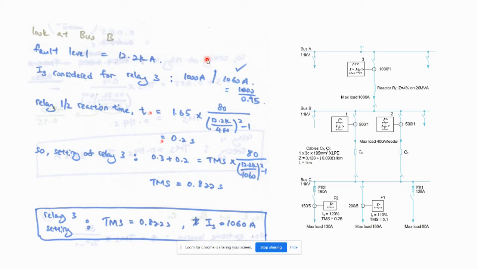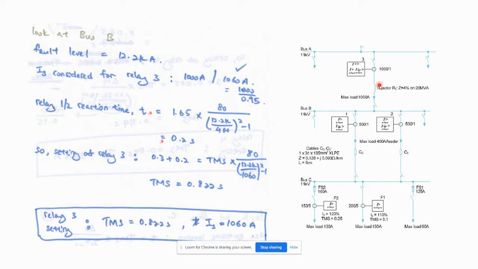Now the first step is to determine the IS, the setting current. When we look at bus B and look up, the feeder, just like at bus C where the feeder was 400 amp, so we considered 400 amp, 450, or 480. But now at bus B, the feeder is 1000 amp. So we are considering either 1000 amp or 1000 divided by 0.95, which gives 1060 amp.